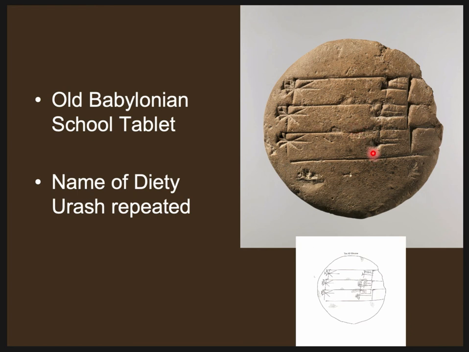And then the teacher would say, okay, today you're going to learn how to write this. You would practice it on your tablet until you had it memorized, right? And you would be graded on how well you remembered it, but also on your handwriting. In this particular tablet, they're writing the name of the deity Urash. And again, you see that star symbol representing divinity, and then the name of the god, Urash.